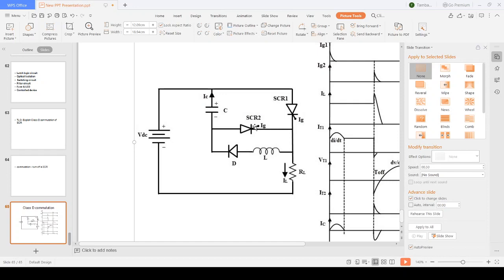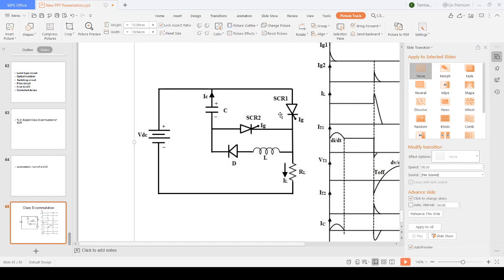At the next instant, SCR2 gets turned on, and it connects the negative capacitor voltage across the main conducting SCR1. Now the main thyristor SCR1 is turned off due to the reverse voltage applied across it. So auxiliary commutation is a voltage commutation.